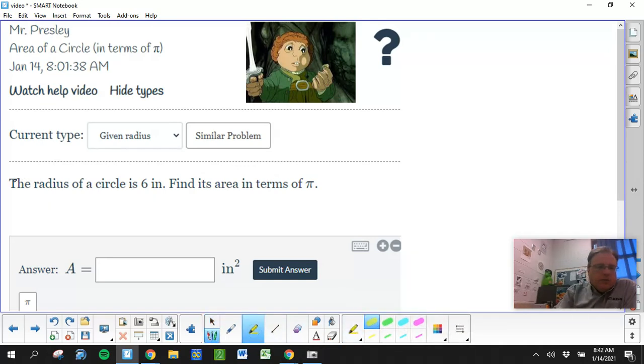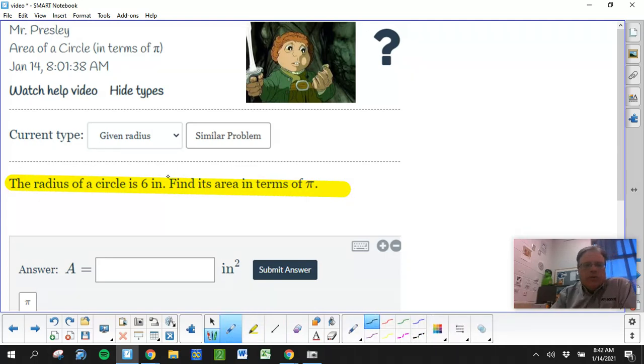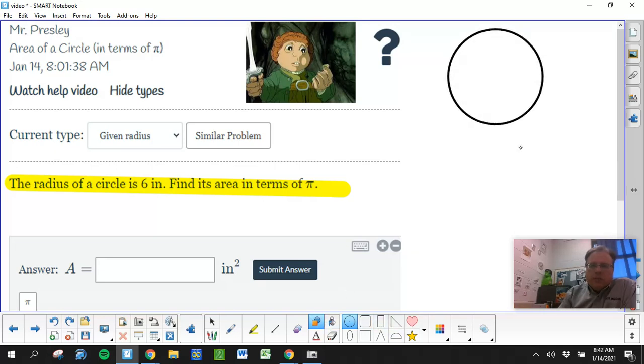So let's focus in on the problem right here. The radius of a circle is 6 inches. Find its area. Now, I'm going to draw a picture and probably erase it, but I want you to see what I'm talking about. Circumference and area are two different things.